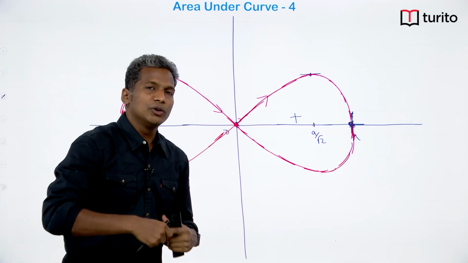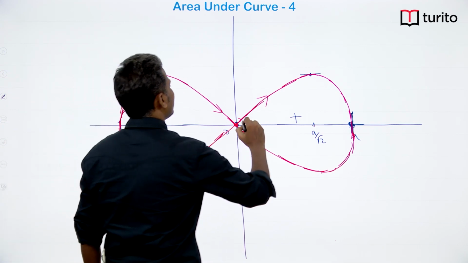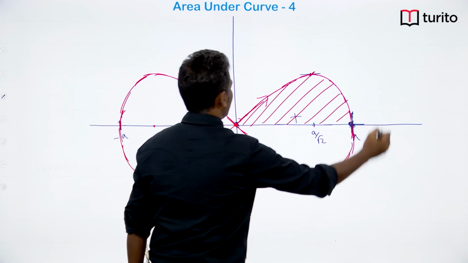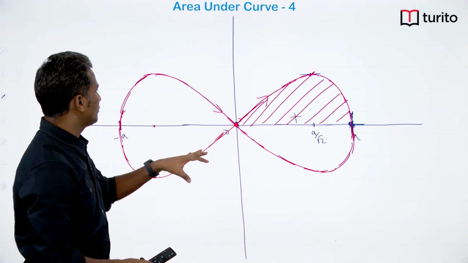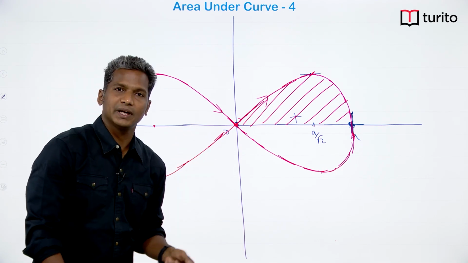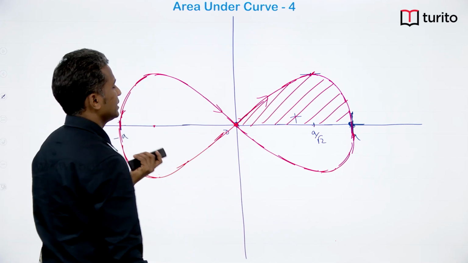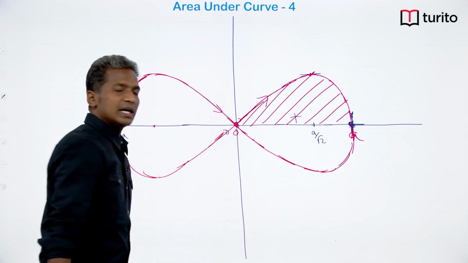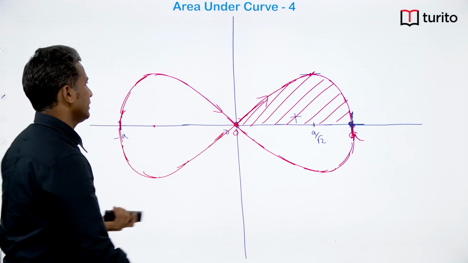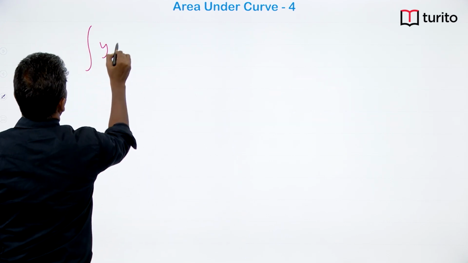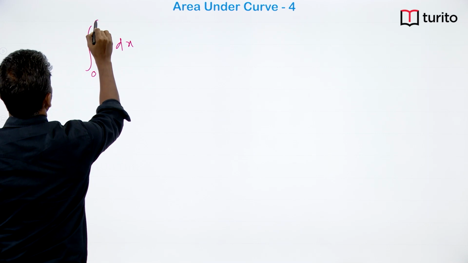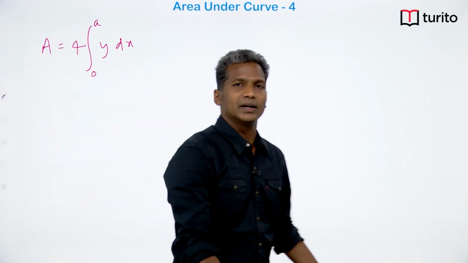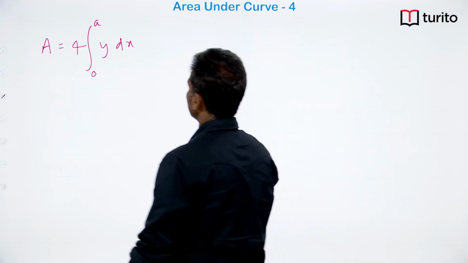Now, how do we find the area? If we just find the area of this segment and multiply that with 4, we can get the overall area. So, how do we proceed with this? Starting from 0 till a, if we integrate the function directly, we can get the area. So, integral of y dx going from 0 to a and multiplying this with 4 will give us the required area.